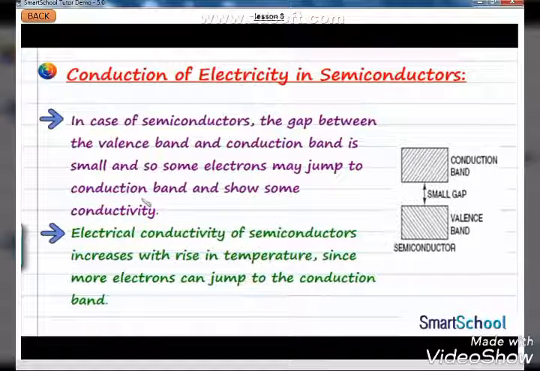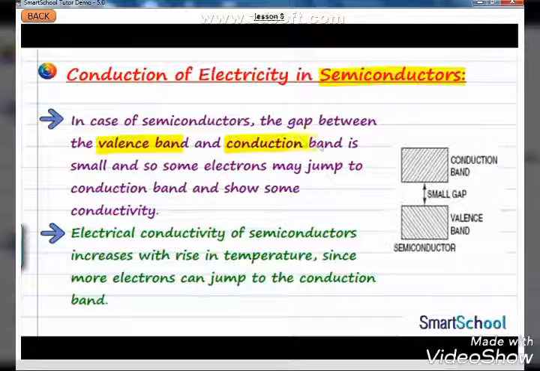After having studied about conduction of electricity in conductors and insulators, let us learn about conduction of electricity in semiconductors. In case of semiconductors, the gap between the valence band and the conduction band is small, so some electrons may jump to the conduction band and show some conductivity. So in case of semiconductors, the gap between the valence band and conduction band is small, and that is why some electrons may jump from the valence band to the conduction band and show some conductivity.